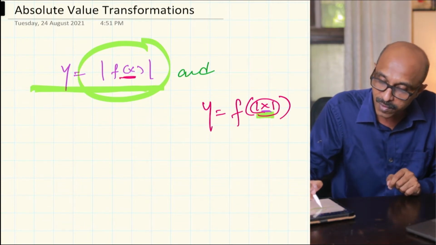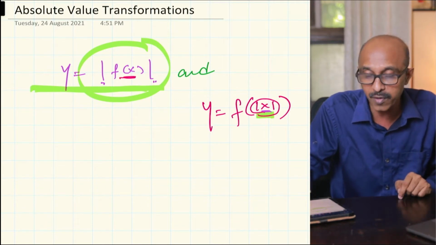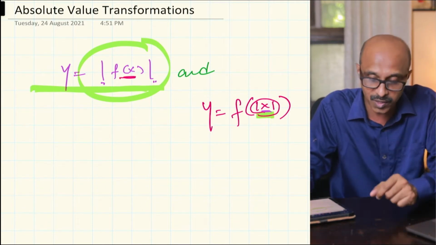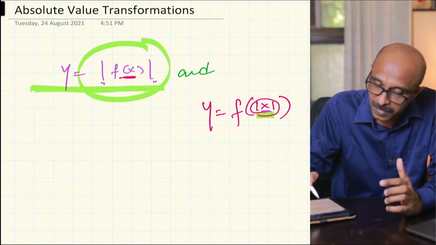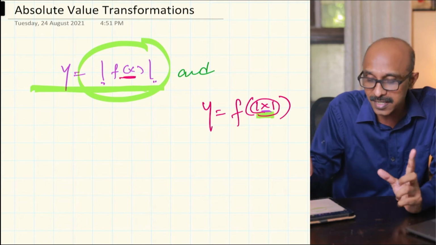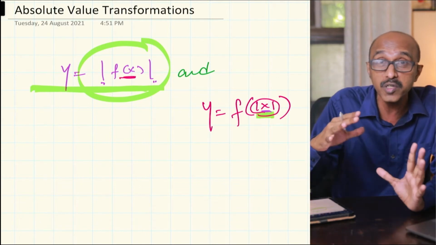So here is the absolute value of the range, the y values, whereas here it's the absolute value of the x's, the input values. So how does that affect the graph of the function? Well, when only the y values are getting affected by the absolute value, it means none of the y values are going to be negative.